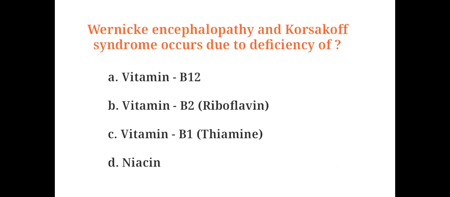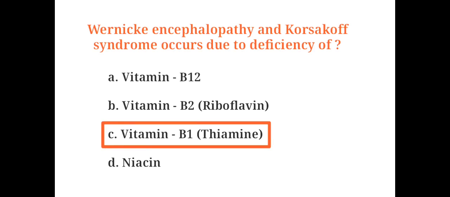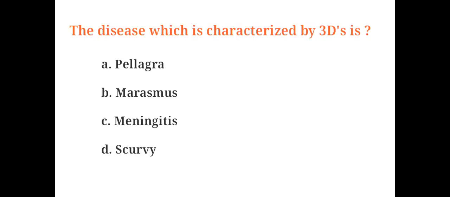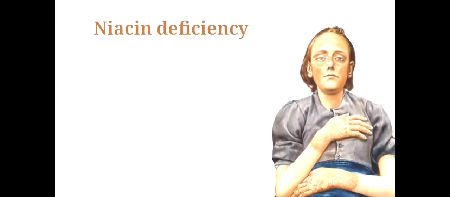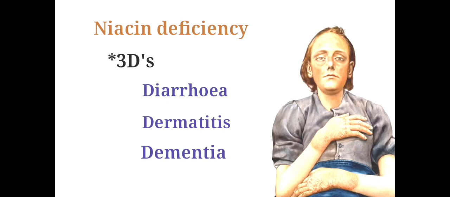Wernicke encephalopathy and Korsakoff syndrome occur due to deficiency of A. Vitamin B12, B. Vitamin B2, C. Vitamin B1, D. Niacin. And the correct answer is C. Vitamin B1. The disease which is characterized by 3 Ds is A. Pellagra, B. Marasmus, C. Meningitis, D. Scurvy. And the correct answer is A. Pellagra. Pellagra is caused by the deficiency of niacin. Pellagra is characterized by 3 Ds: diarrhea, dermatitis and dementia.